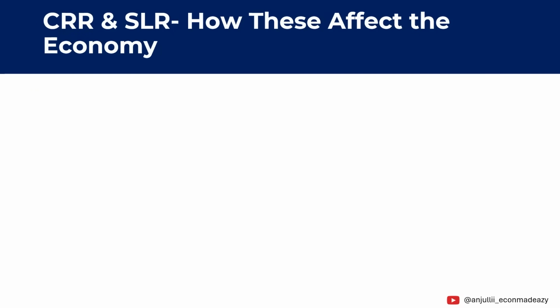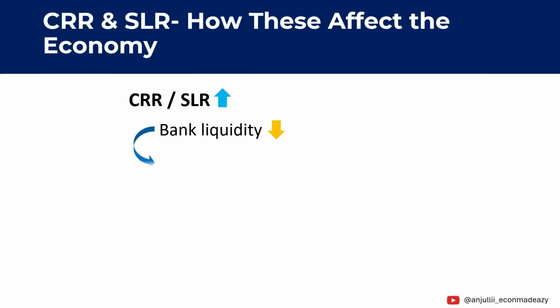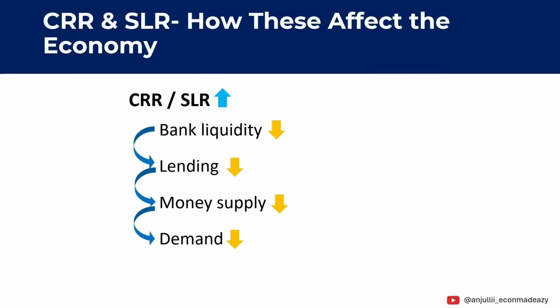Now let's see the full impact. When CRR or SLR increases, banks must keep more reserves and have less money available for lending. As a result, bank liquidity falls. With lower liquidity, banks reduce lending. Lower lending means the money supply in the economy contracts. And when money supply falls, demand pressure reduces, helping to control inflation. This is why CRR and SLR are considered RBI's strongest liquidity control tools.